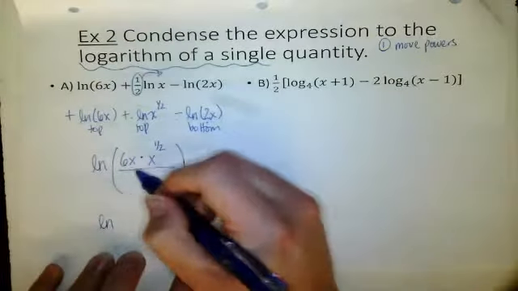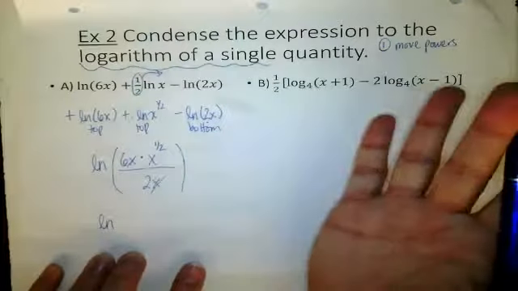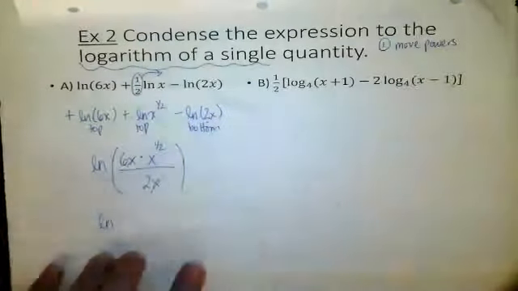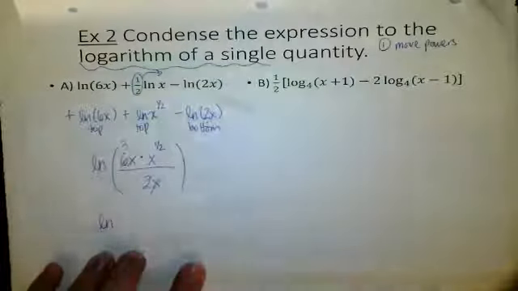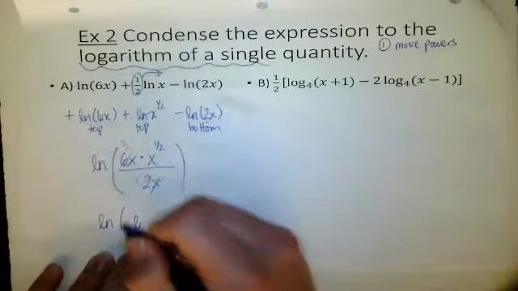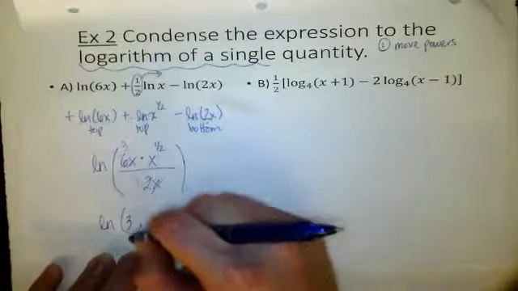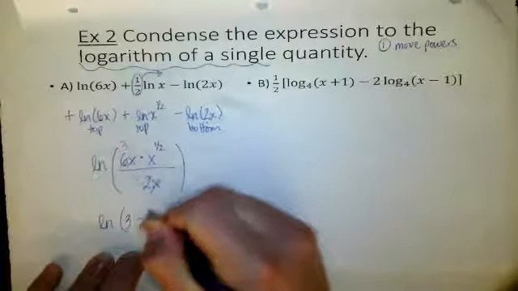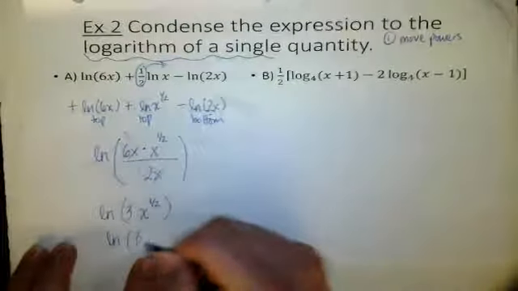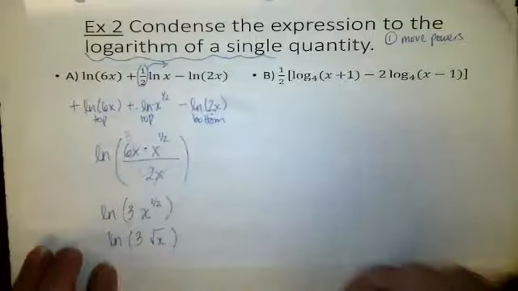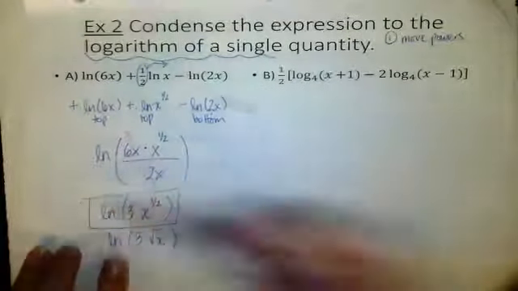And then if we can do any cleanup, then we want to do that. So I see an x on top and an x on bottom that can reduce. And also, what can I do with the 6 and the 2? Yeah, 2 goes into 2 once and 2 goes into 6 3 times. So we really get 3 times x to the 1/2. You can leave it like that. That's a good answer. What is x to the 1/2? Square root of x. Yeah, that's another way you could write the answer. But I'm totally fine with this answer.